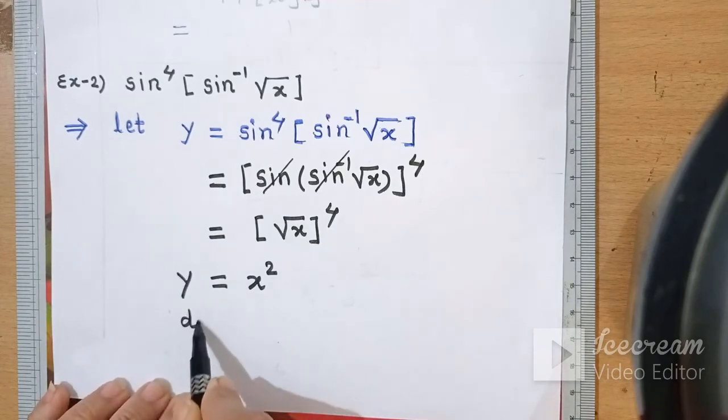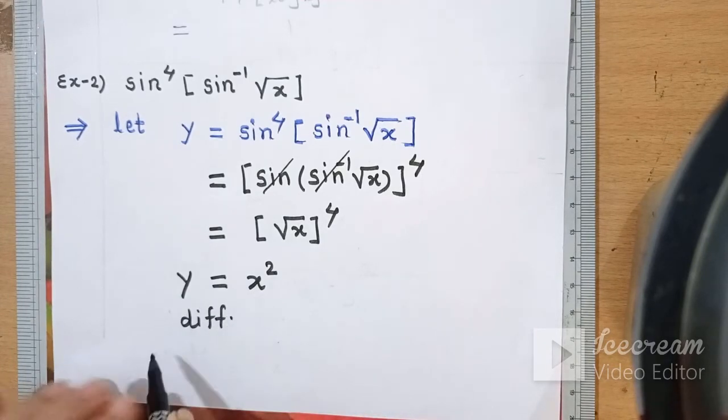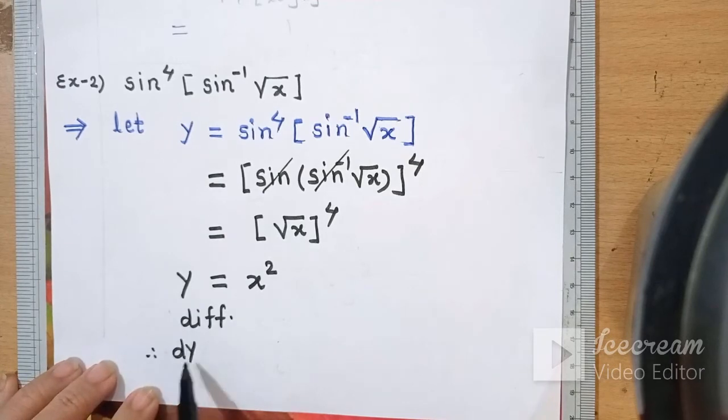Now differentiate with respect to x, therefore dy by dx is equal to the derivative of x square, which is 2x. Very easy.